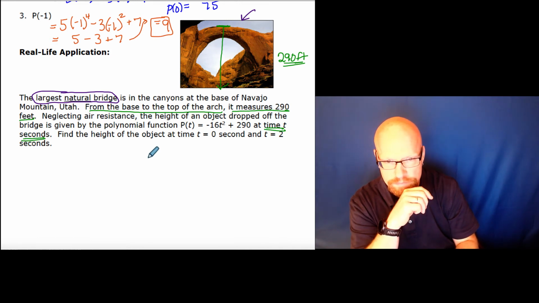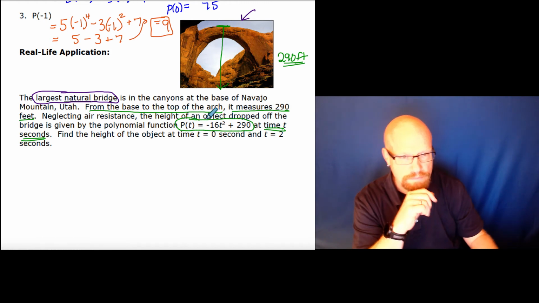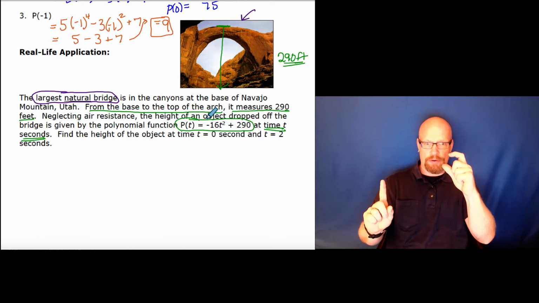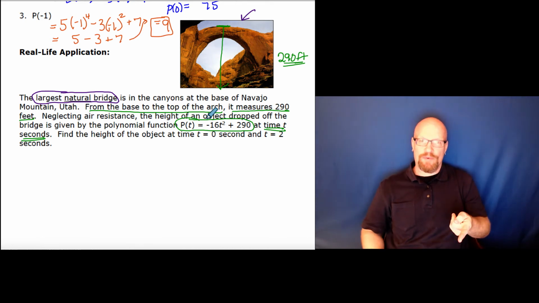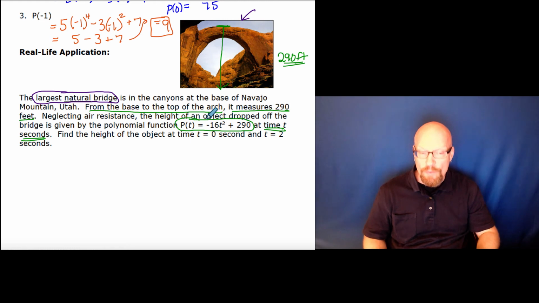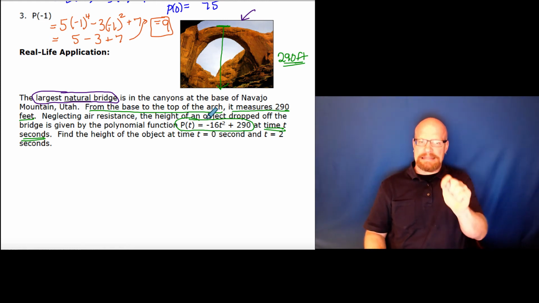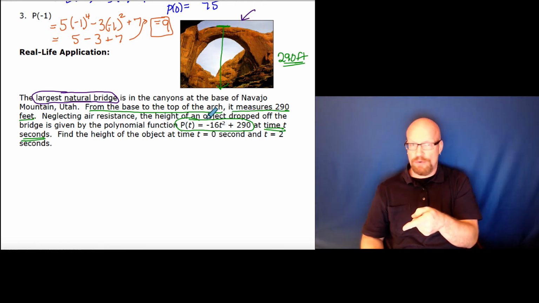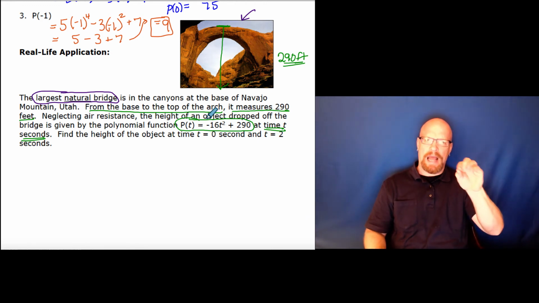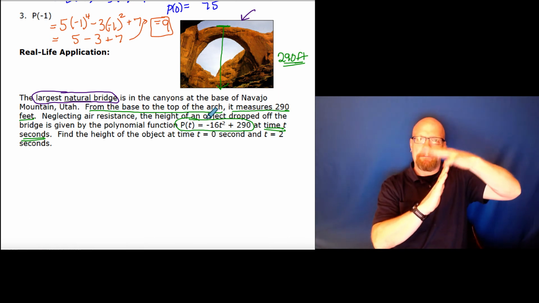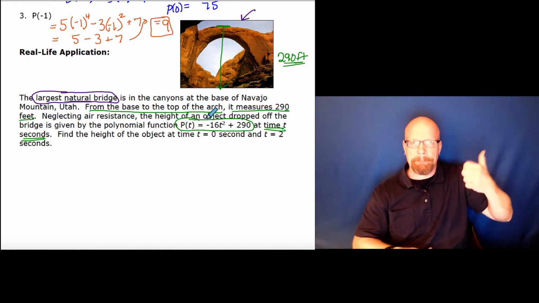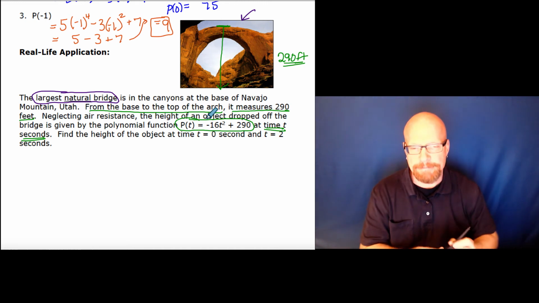At time t seconds, that gives me the position as this object is falling. Where is it in the air, as measured by the height from the ground? So we have negative 16t squared plus 290. It's not 16t squared, it's negative 16t squared plus 290, because we start at the top. When we're looking down from the top, we drop something, and then you can time it.